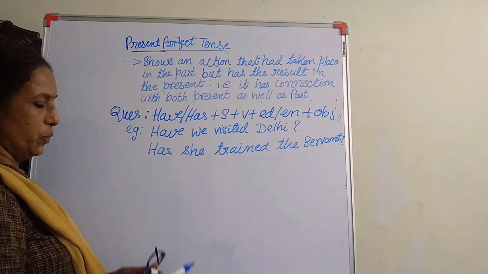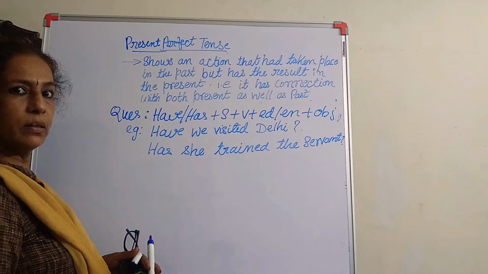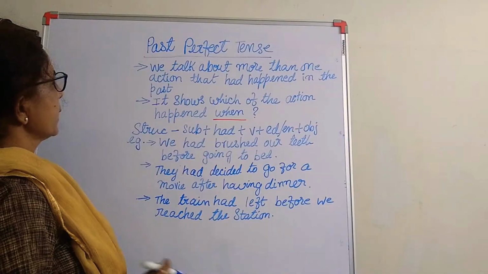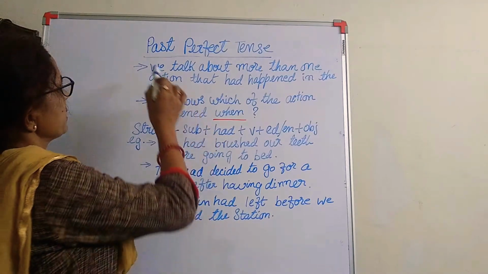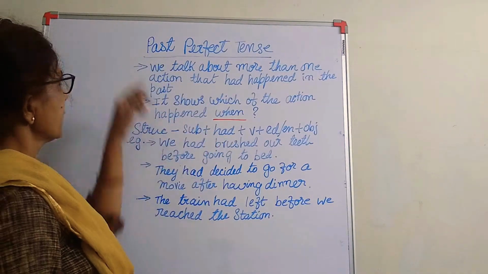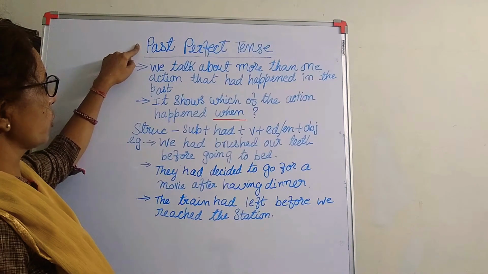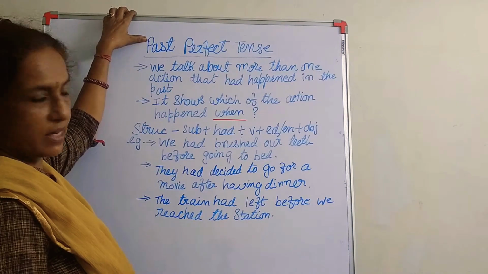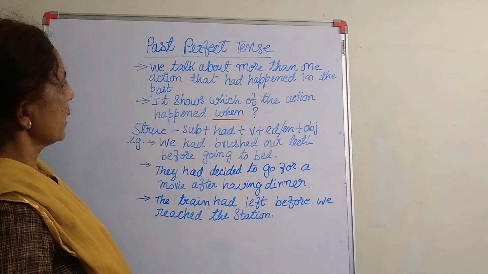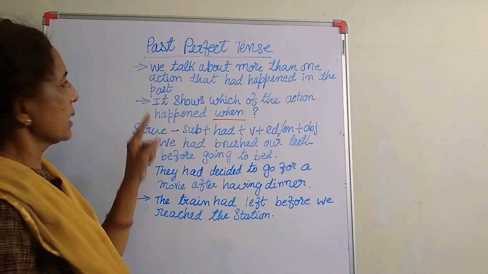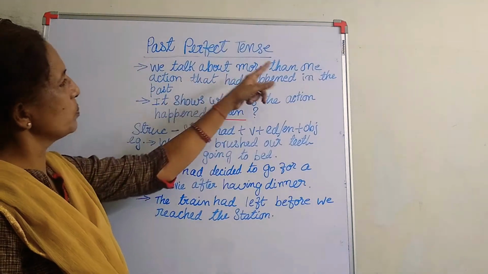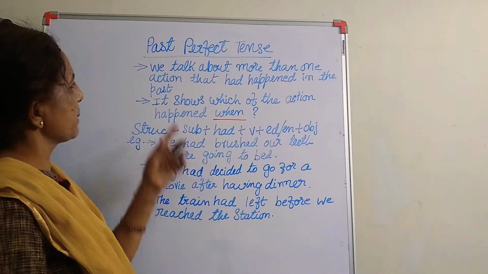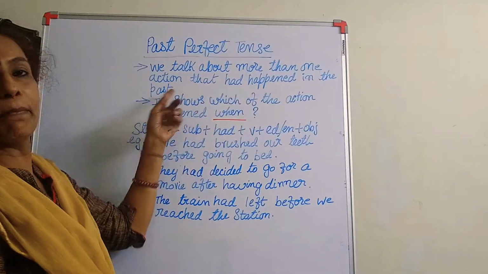Now present perfect is over. After present perfect we come to past perfect. The tense itself tells you what we are going to talk about, because you are aware of past tense, simple past tense and past continuous. This is past perfect. Now, what does this tense tell us? This tense talks about more than one action. In this tense, more than one action takes place and that had happened in the past.